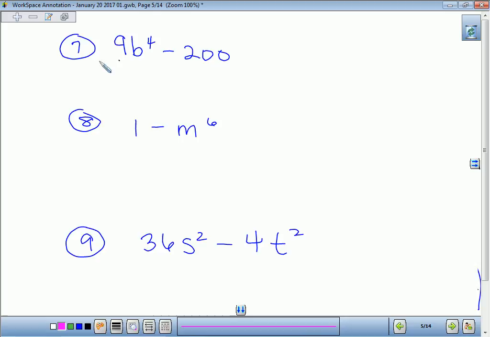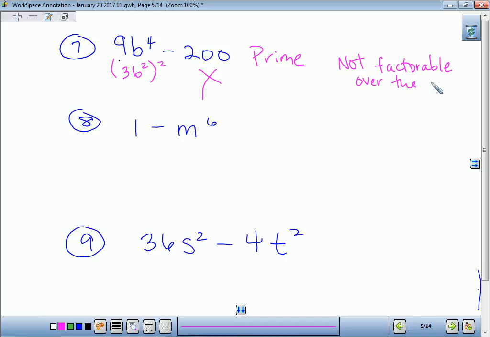Alright, so this is a perfect square, but this is not a perfect square. So we would call this prime, which really means that it's a polynomial expression that is not factorable over the set of integers. It doesn't mean it's not factorable. It just means that it's not factorable over the set of integers. You have to be careful because we're about to factor stuff that you didn't know you could.